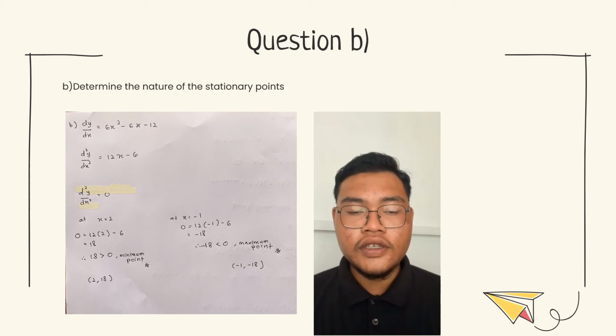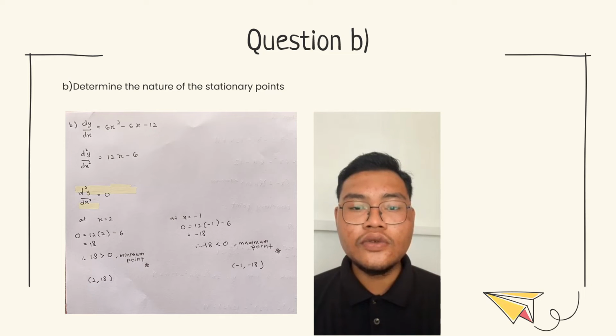The conclusion is 18 is greater than 0, which means that it is a minimum point, while negative 18 is smaller than 0, so we know that it is a maximum point. So the last coordinates are (2, 18) and (negative 1, negative 18).